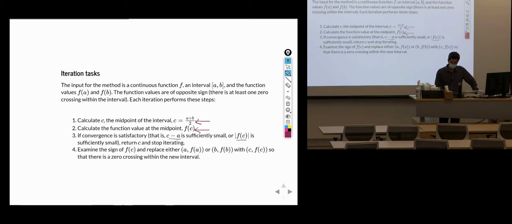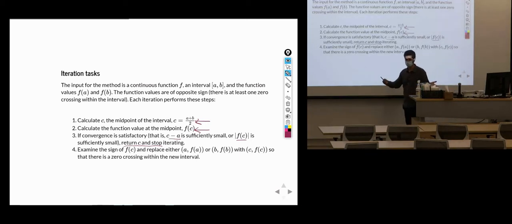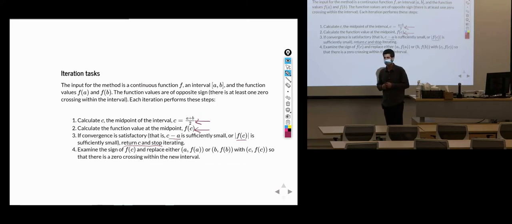Then we can return C as the root, right? And stop iterating. So the algorithm usually takes something as input and gives you an output, and you need to be specific about that. Here we take the function, a and b, and give output C and f of C if you want as an optional output.